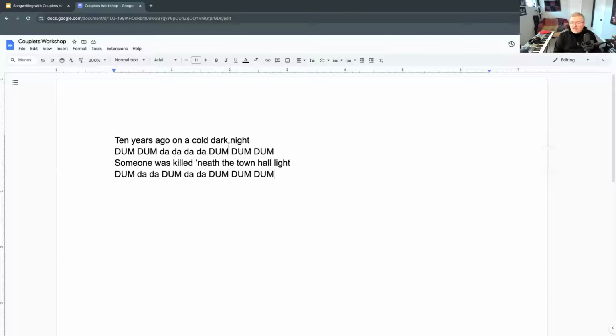So it's an imperfectly matched couplet because we have the same number of stressed syllables. We have five and five. So that means we're resolving, right? So, ten years ago on a cold, dark night, someone was killed beneath a town hall light. We don't have to go anywhere after that. Do you hear that resolution? It stops the movement. So it's mostly balanced. Can you feel that?